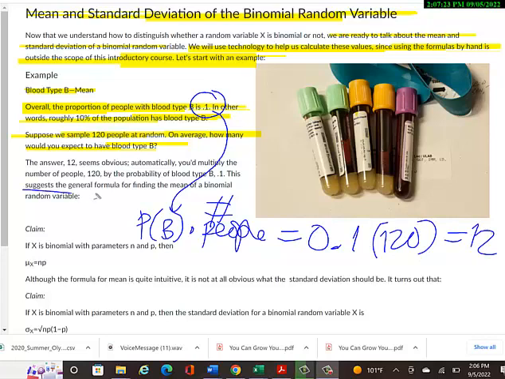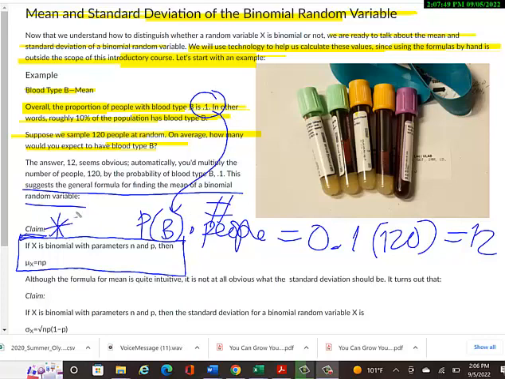This suggests the general formula for finding the mean of a random variable. So my claim is that if X, the capital X, is binomial with parameters n and p, n being the number of trials I'm doing, in this case the number of people I'm sampling at random, and p being the probability of them having a certain trait, which was 0.1 in this case, then the mean of that binomial experiment is n times p. That would be an important thing to write down probably for these notes.